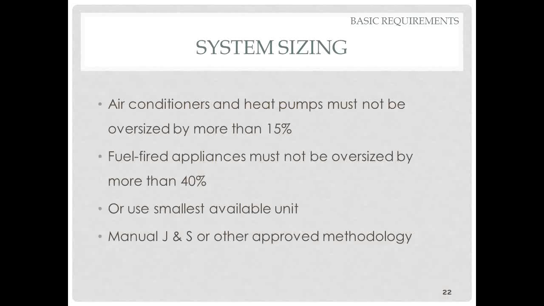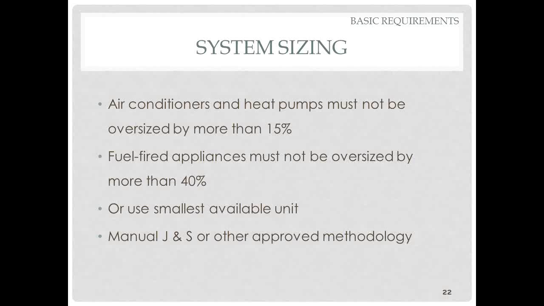There's also a requirement for system sizing that's been changed this year. The code has always required that somebody do a load calculation to determine how big the furnace or boiler needs to be. It used to be the code stopped there. Now they say that in most cases you have to actually install equipment that is within a certain range of that calculated number. That sizing calculation has to be done using some approved methodology, the most common of which being Manual J. And if you're installing air conditioners or heat pumps, they must not be oversized by more than 15%. Fossil fuel appliances may not be oversized by more than 40%.